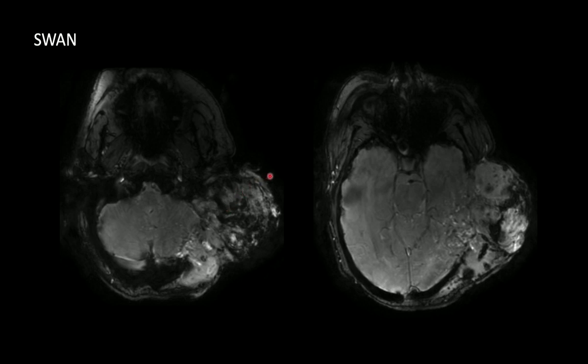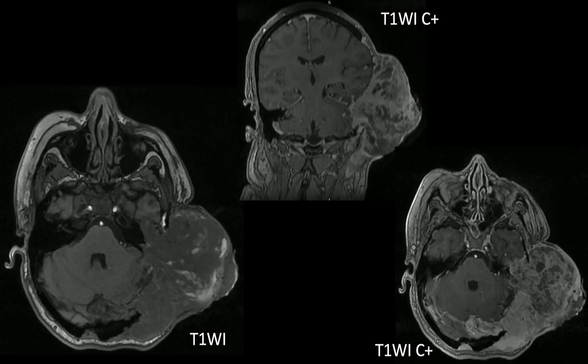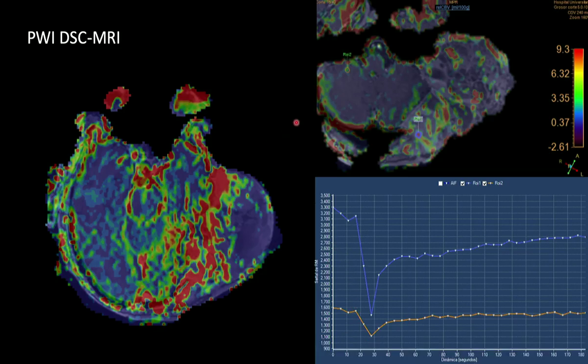On susceptibility weighted angiography technique, there are increased magnetic susceptibility areas that confirm hemorrhage, as we see in different cuts. After gadolinium administration, we can see heterogeneous enhancement with some hypointense zones that suggest necrosis. This is the simple T1, and this is a contrast enhanced T1. On perfusion weighted imaging with dynamic susceptibility contrast technique, the relative cerebral blood volume increases more than 10 times, as you see here, compared with the contralateral cerebellar and brain parenchyma, apparently normal.